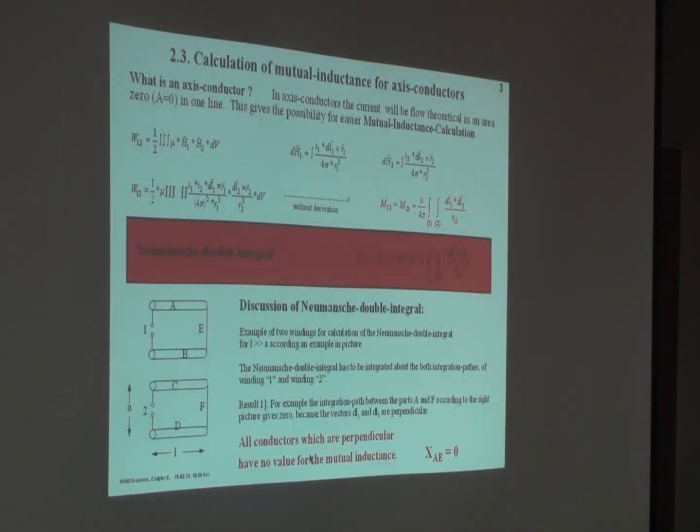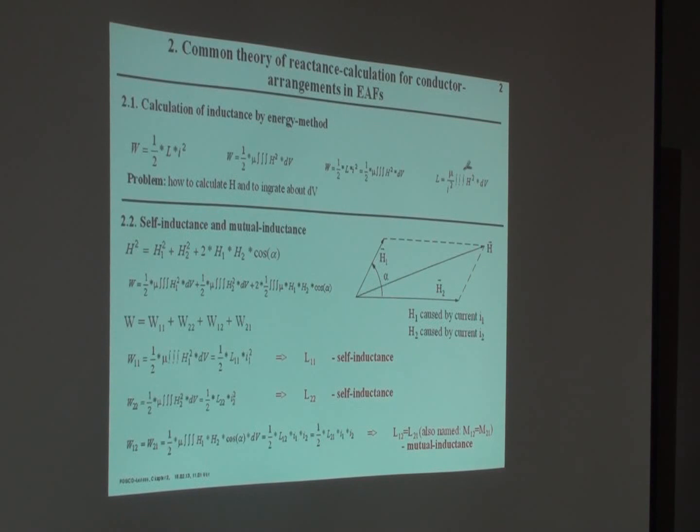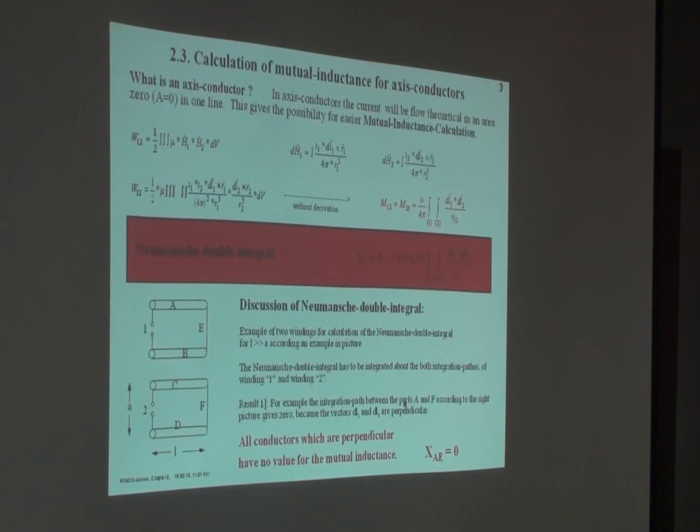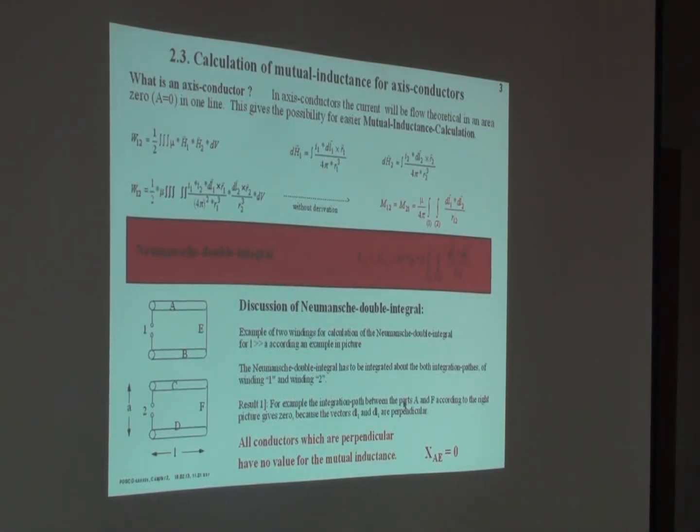So, if you put in now, you have to put this H in the integral. Where do you get it from? I don't tell you in this paper, and I don't tell you in the book. This is an expression that comes from the Biot-Savart law. With Biot-Savart, you can calculate the magnetic field of a conductor, and you have to put in all the magnetic fields, H1, H2.